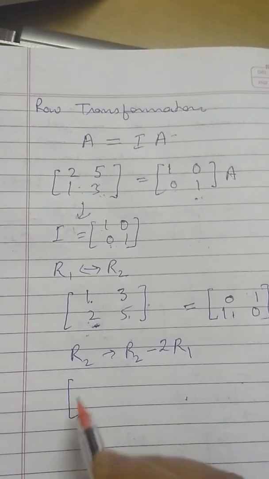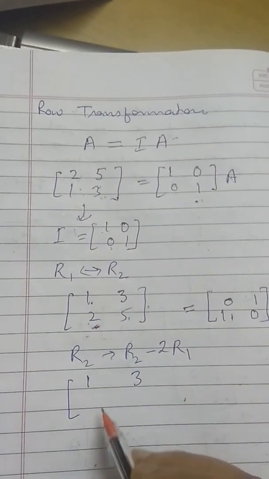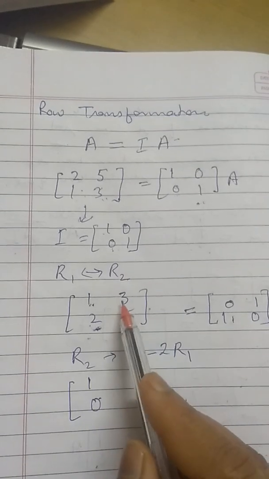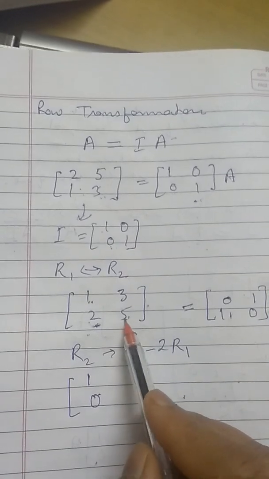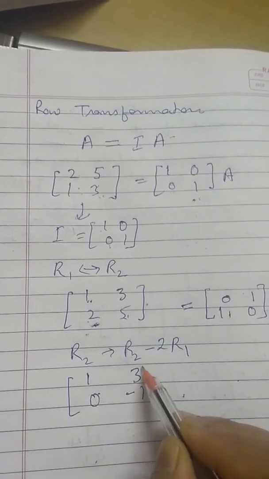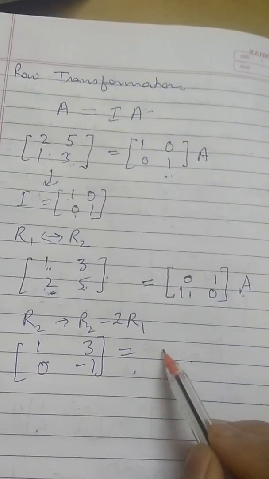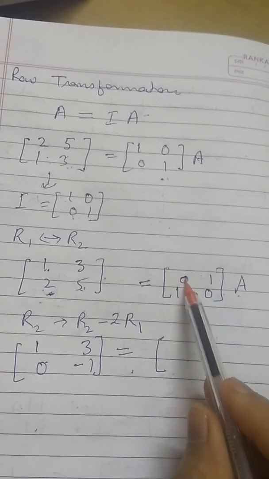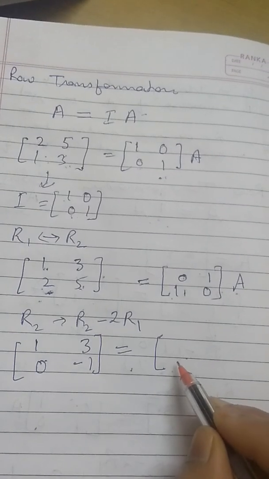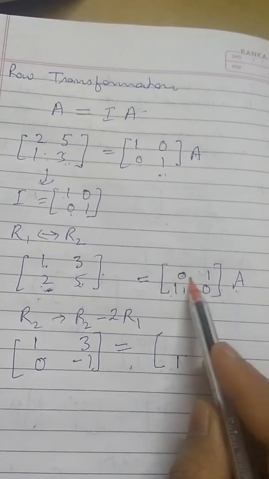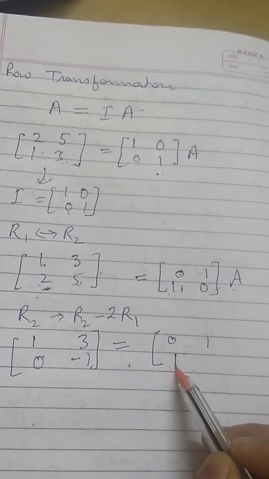And now apply this. First row as it is, 1 3. Minus 2 plus 2, it becomes 0. And 3 multiplied by minus 2 becomes minus 6. Minus 6 plus 5, that means minus 1. The same operation we have to apply here. Here we have 0. 0 multiplied by minus 2 plus 1, it becomes 1. The elements of the first row as it is, 0 1. Now it becomes 1. We have changed earlier.